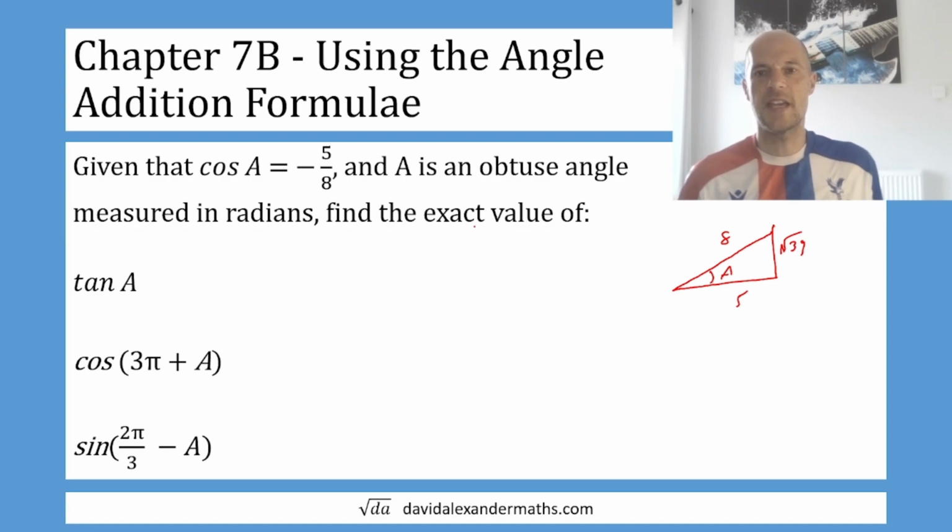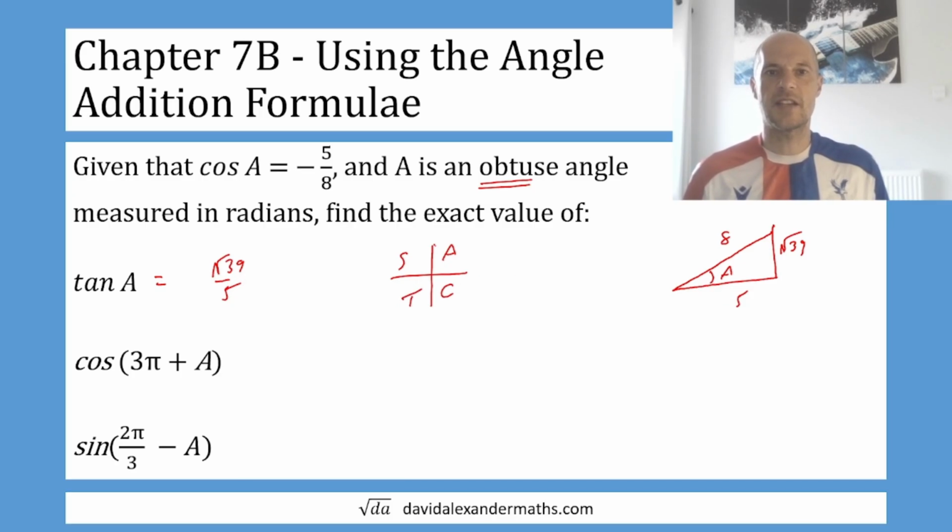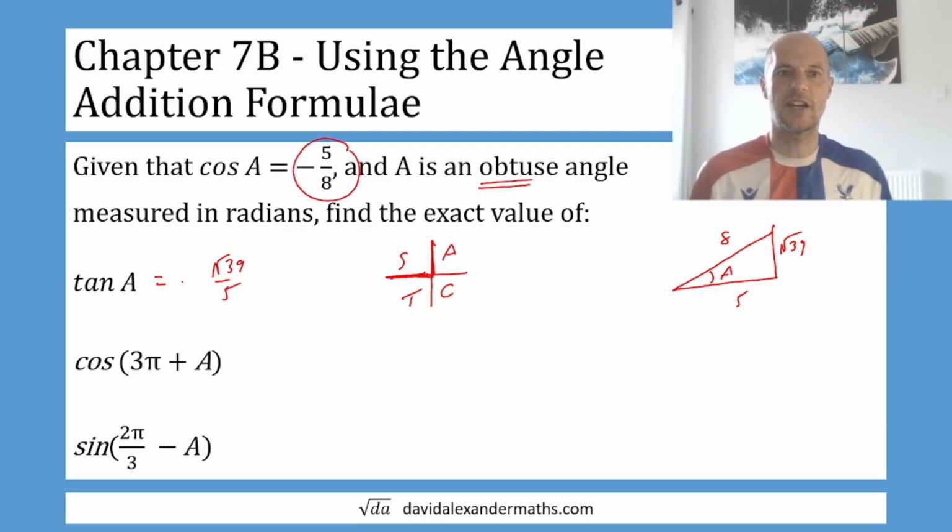Now, if the cos of A is 5 over 8, then the tan of A is going to be root 39 over 5. Now, the key thing here is that it's an obtuse angle. And of course, I've just ignored the fact that when I drew the triangle, I didn't write negative 5. It doesn't make sense to draw a triangle with a negative side length. So on my cast diagram, we can see that an obtuse angle is between 90 and 180 degrees. And sine is the only function that is positive between 90 and 180. Cos is negative, hence the minus 5 over 8. And tan is negative as well. So it's not root 39 over 5, it's negative root 39 over 5.